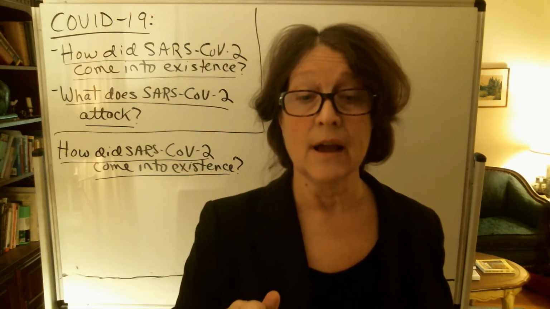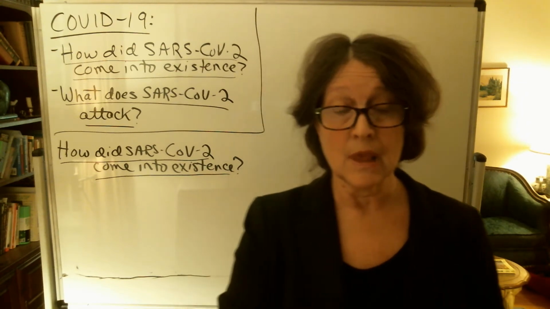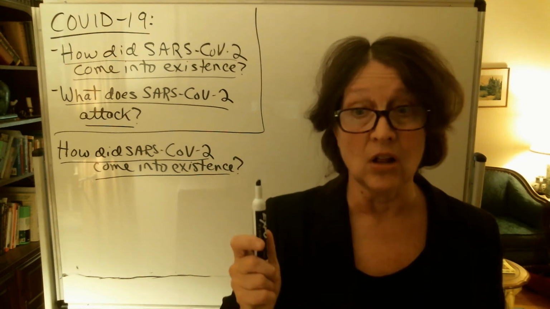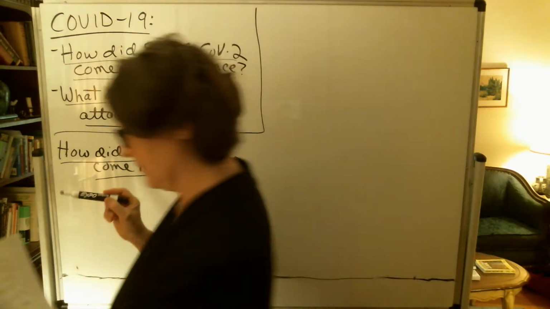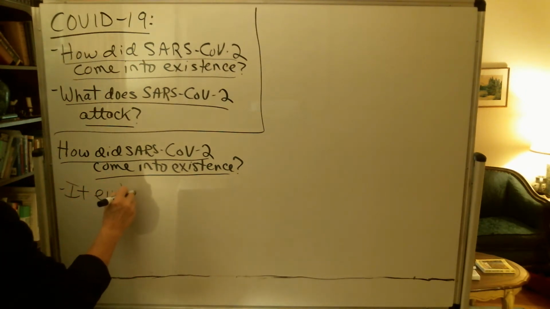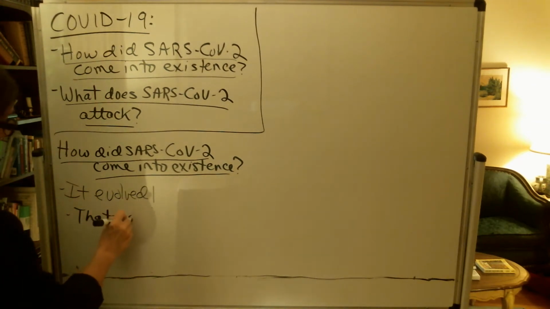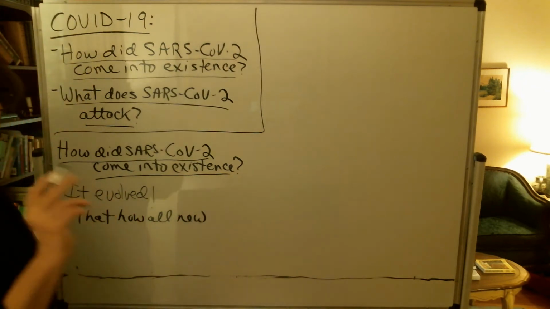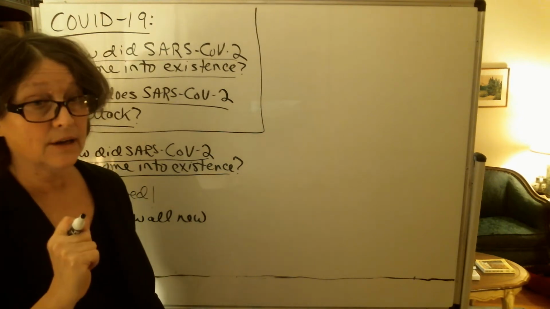This lecture is on how SARS-CoV-2 came into existence and what SARS-CoV-2 attacks. So, how did SARS-CoV-2 come into existence? It evolved. That's how all new organisms come into existence. So, it evolved. And that then is how all new organisms, and organisms include all disease-causing organisms. So I'm going to put that down now.